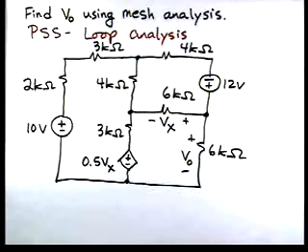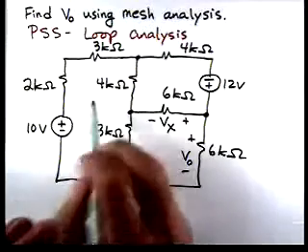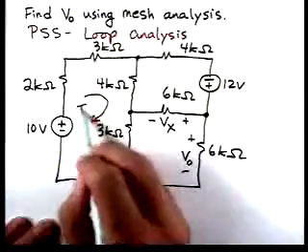In this problem we're asked to find V0 using mesh analysis. If we look at our circuit, we don't have any current sources, so we won't have any constraint equations. There are 3 meshes in this circuit, so let's assign mesh currents.